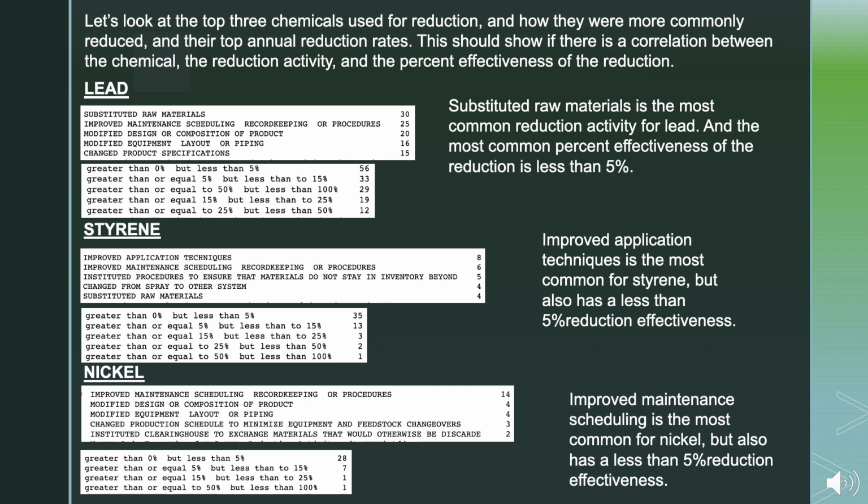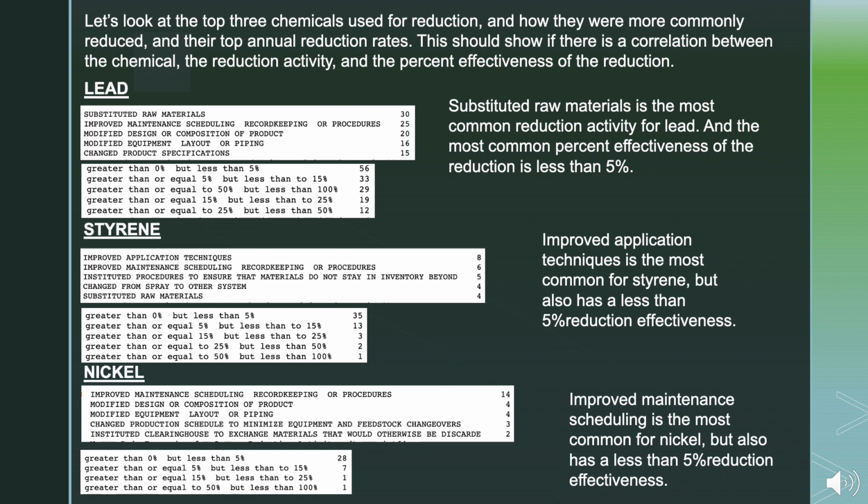Using a similar technique with styrene and nickel, I found that they all had different top reduction activities, but all had less than 5% to be their top reduction percent effectiveness. This would go against my hypothesis, stating that the chemical used, the method, and the percentage are all related. I believe now that the chemical, the reduction method used, and the percentage are not as related as I thought.